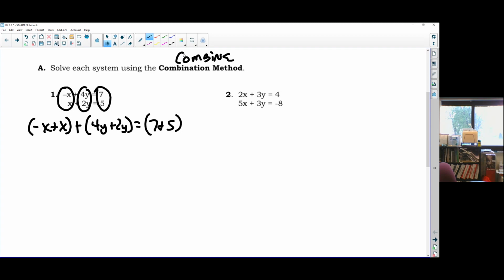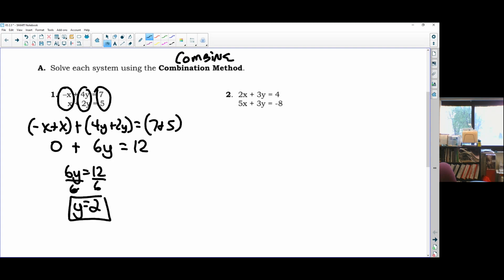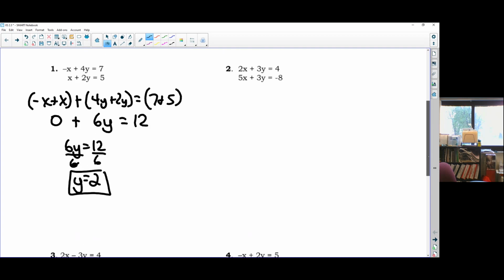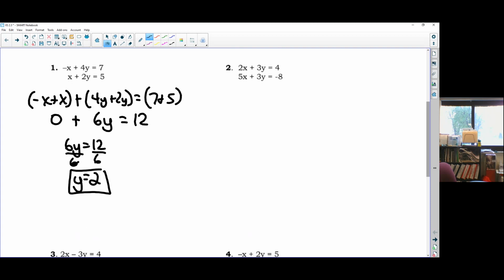Okay. Well, the negative x plus x, when you do that in the parentheses, is 0. This is 6y. This is 12. So literally out of all that, we get 6y equals 12 when we combine the equation. Basically, the x takes itself out. So we can go ahead and solve for y by dividing by 6, and y is 2. Now I can go back to one of the previous equations and plug my y in, just like I did with substitution, and solve.